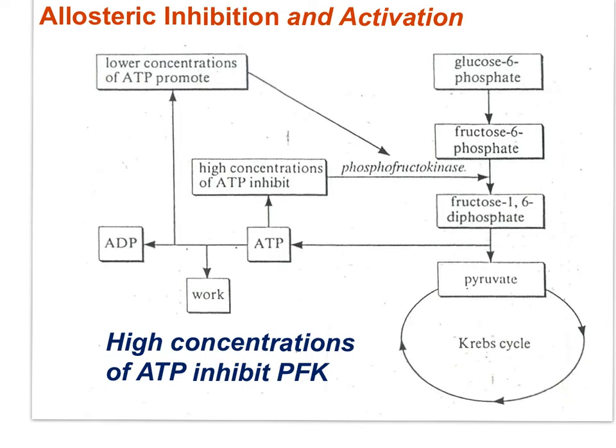Interestingly, when ATP is spent and becomes low in concentration, ADP, which is increased, causes PFK to act more rapidly. In other words, ADP binds to an allosteric site on PFK to cause the active site of PFK to more readily bind the substrate, fructose 6-phosphate.